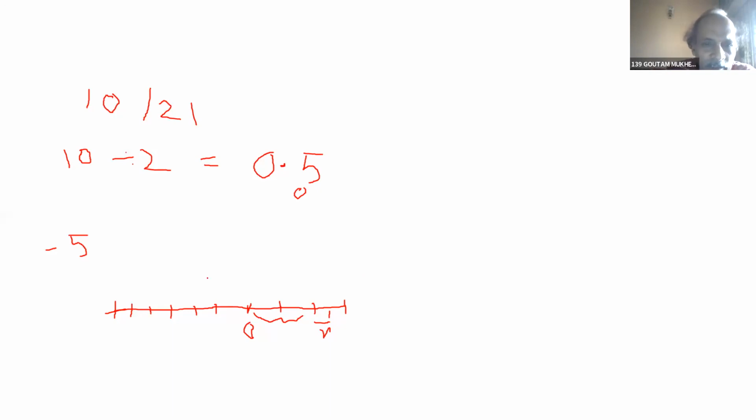Why does it become minus 5? Why is it shown as minus 5? Minus 5 because it is 10 into remainder minus the quotient. So 0 into 2, that is 0 into 2 minus 5.